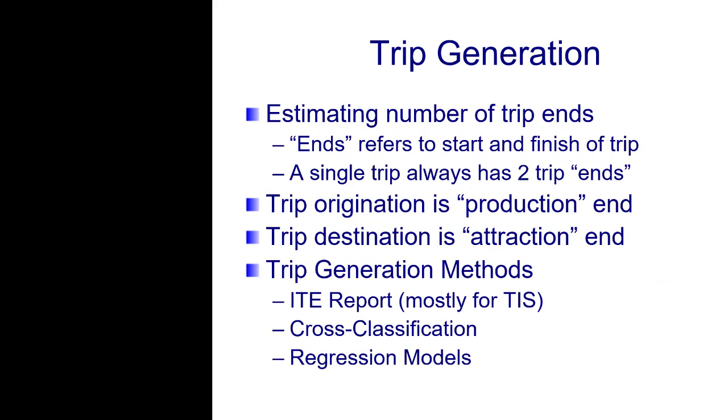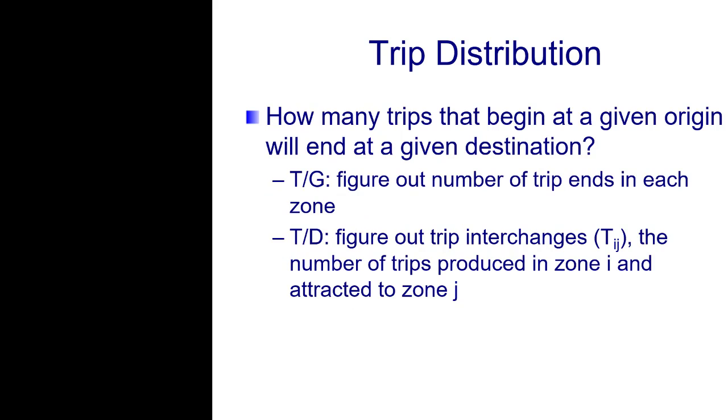Trip generation: estimating the number of trip ends. Ends refers to the start and finish of a trip. A single trip always has 2 trip ends. Trip origin is the production end. Trip destination is the attraction end. Trip generation methods: ITE report, cross-classification, and regression models. My guess is if you see this on an exam, it will be a basic regression model where you solve for Y.